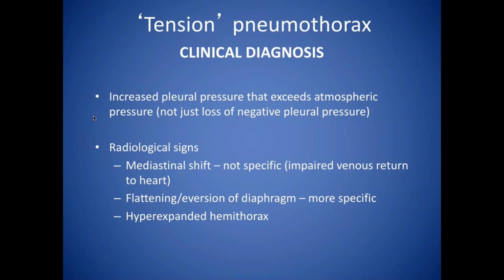What constitutes a tension pneumothorax? Well, I think that this is a clinical diagnosis, and the mechanism is that you get such an increase in the pleural pressure that it now exceeds the atmospheric pressure and also exceeds the intra-abdominal pressure. So as well as mediastinal shift being one of the signs, note that you can see this with any pneumothorax, not just a tension pneumothorax. You need to look for something that marks this as a tension pneumothorax. And this is flattening and eversion of the diaphragm.